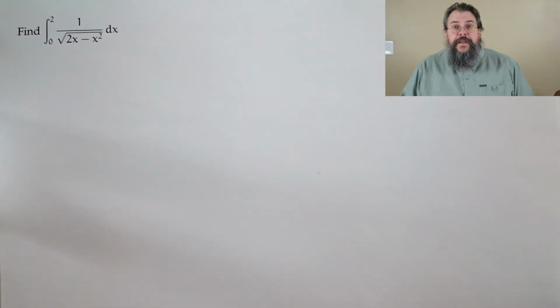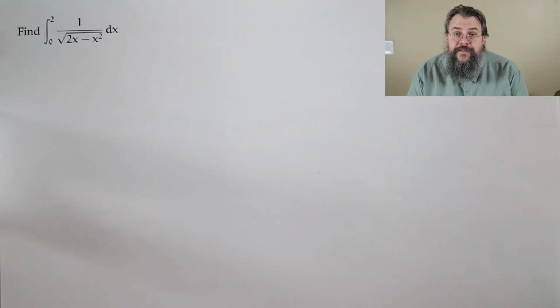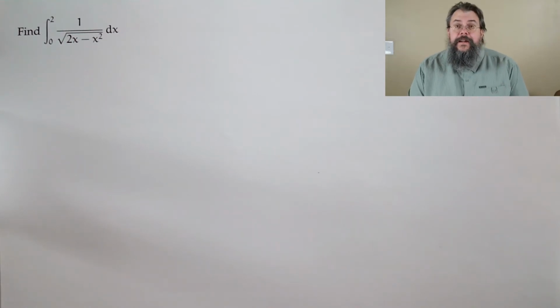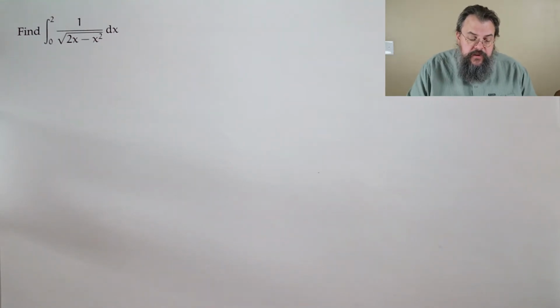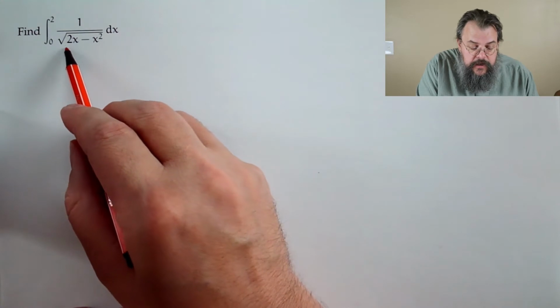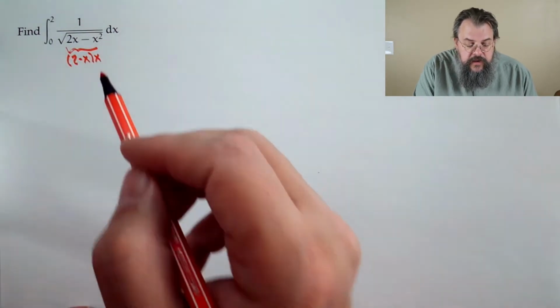Next problem. Find the integral from 0 to 2 of 1 over the square root of 2x minus x squared dx. Now, is this improper? It's actually a great question to ask. Let's think about it. If we look at our denominator, one way to think about this expression inside is it's kind of like 2 minus x times x.